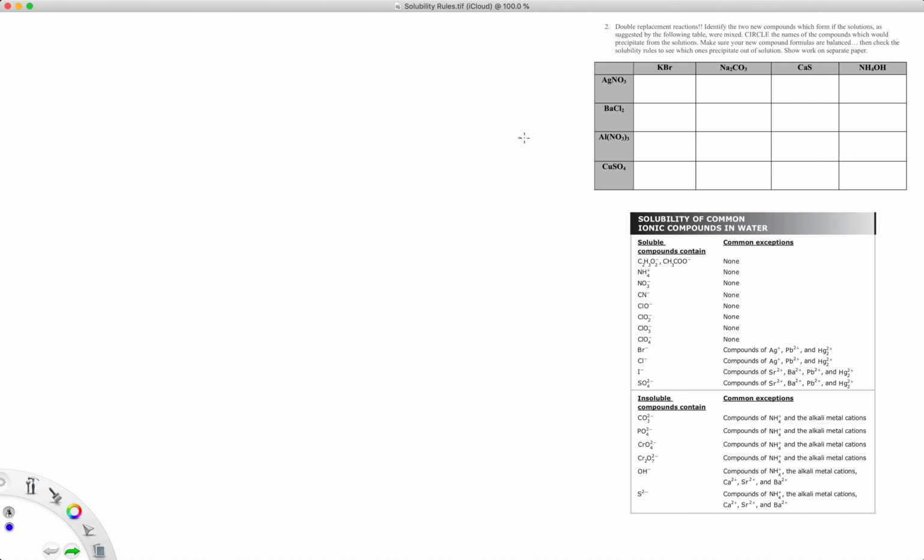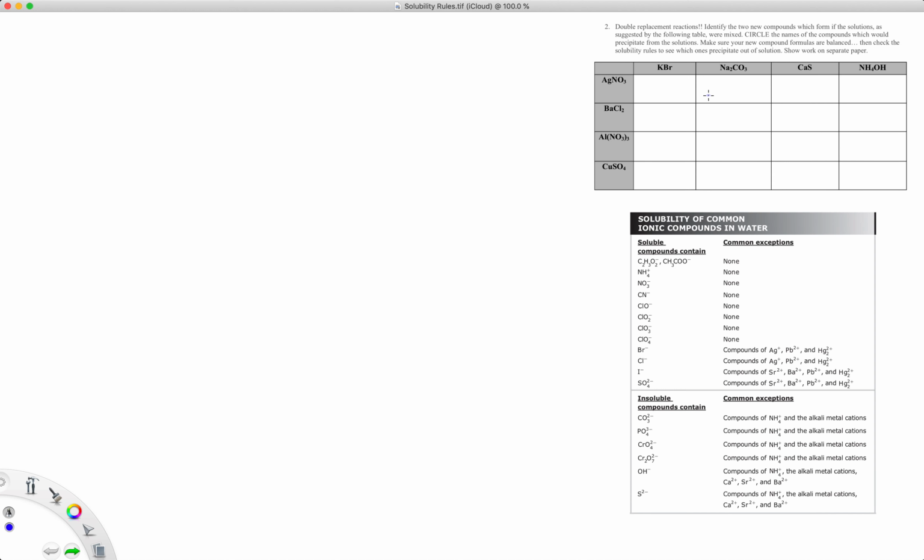How to predict the products of double replacement reactions. And we're going to start by looking at that question from your practice packet that has this table in it. The chemical substances on this table are reactants, and it's asking you to write the products of each reaction in the boxes that correspond to the two reactants. For the first part, we're going to just predict what those two products are going to be.